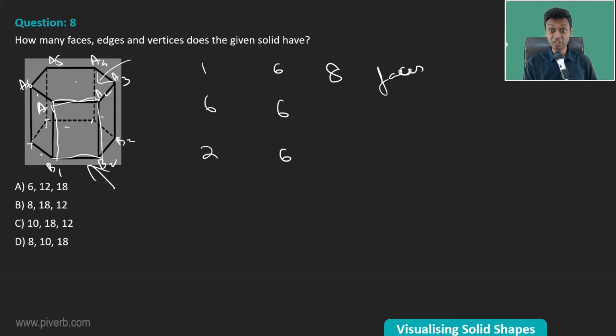A1 to A6 the hexagon, 6 sides. B1 to B6 is the hexagon, 6 sides. That is 6 edges. A1, B1, A2, B2, A3, B3, A4, B4 are 6 edges. So this one will have 18 edges.